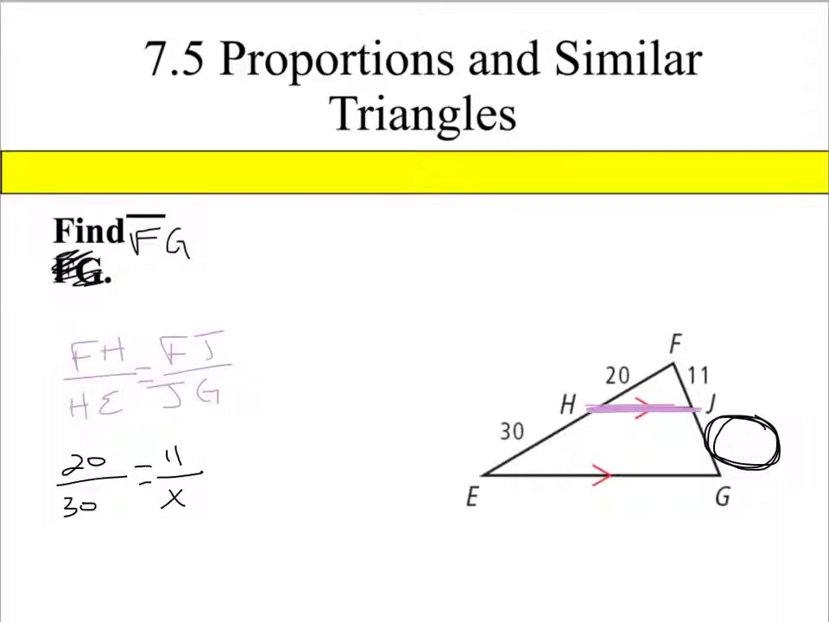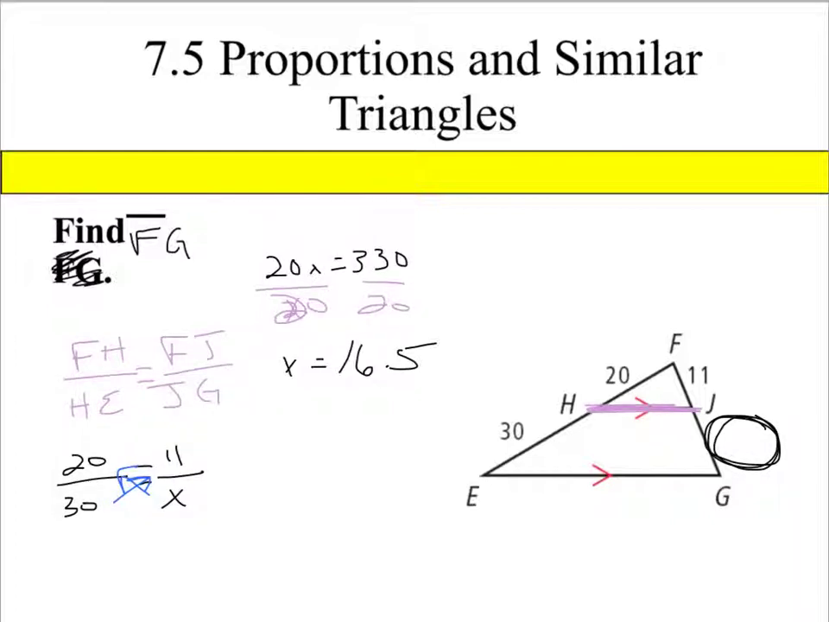How do you figure out a proportion? I'm not even going to wait for a response because you should know. It is going to be 20x is equal to 330. Remember, cross multiplication. You divide by 20, and x is going to equal 16.5. All right, we found JG. Are we done? No, the question asks us to find FG.